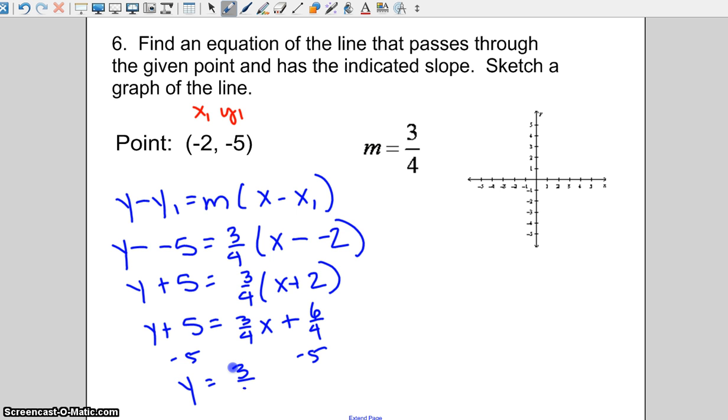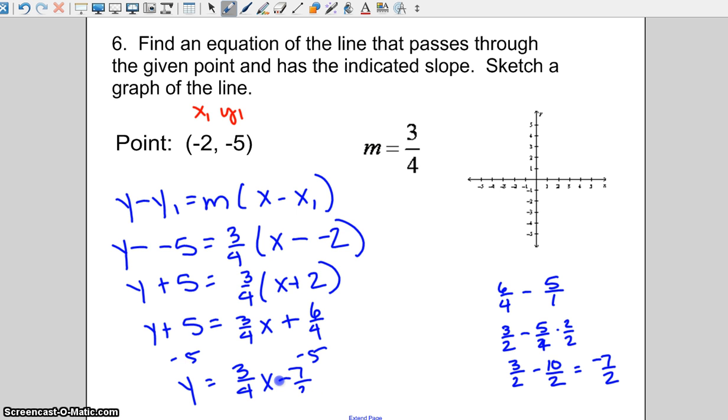Y is 3/4 x. Then out here to the side, I'm going to do 6 over 4 minus 5 over 1. Simplify that. 3 over 2 minus 5 over 1. Then multiply by 2 over 2 to make common denominators. So 3 halves minus 10 halves is negative 7 halves. So minus 7 halves. And that is the equation of our line.